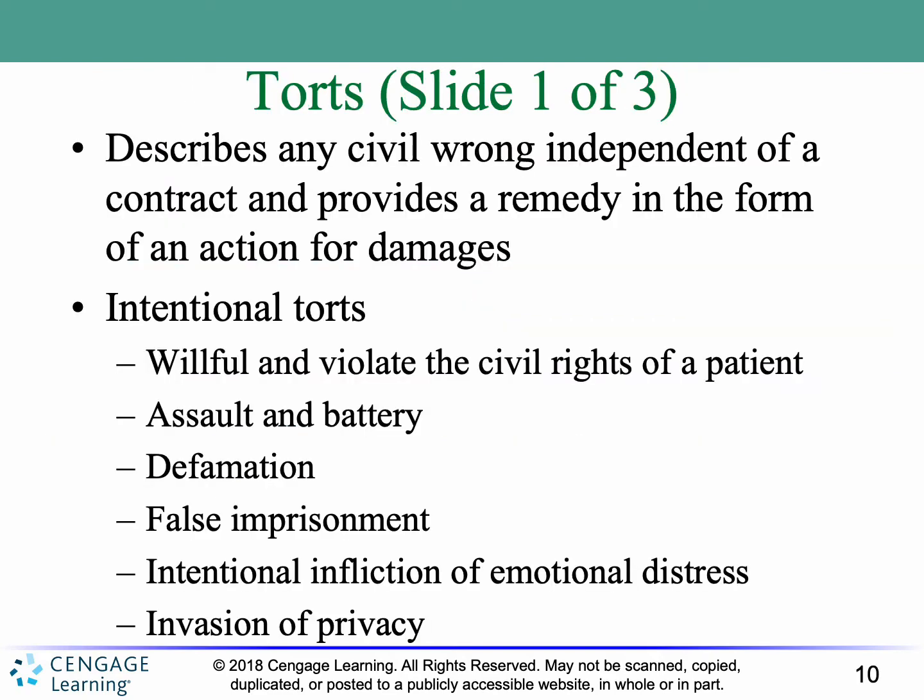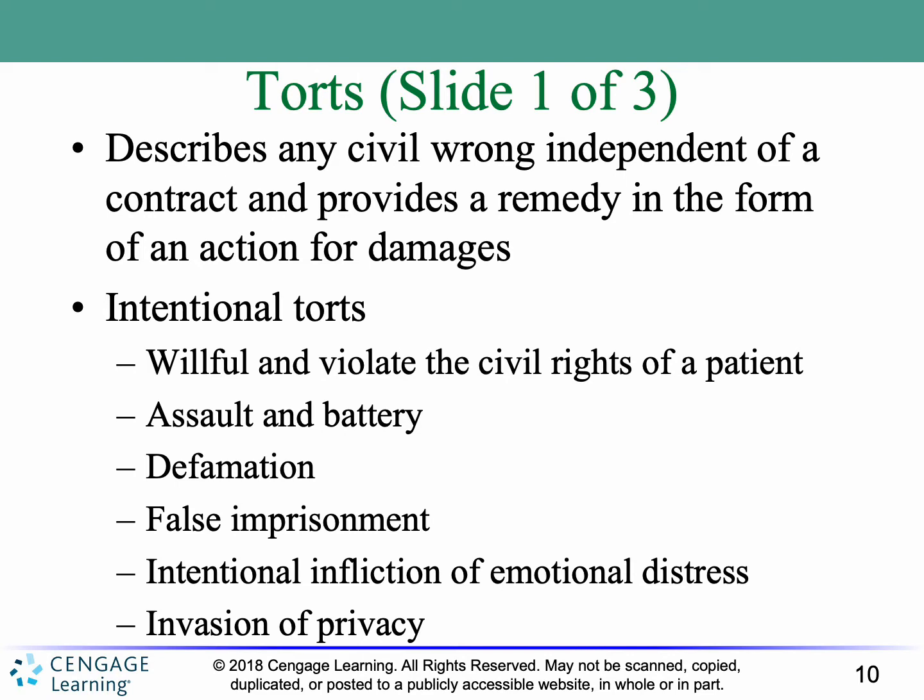Okay, so now we're going to get into a little bit more of the meat of the chapter. We're going to talk about torts. Now, there are two types of torts, intentional and unintentional. Remember, a tort is any civil wrongdoing independent of a contract and provides a remedy in the form of an action for damages.